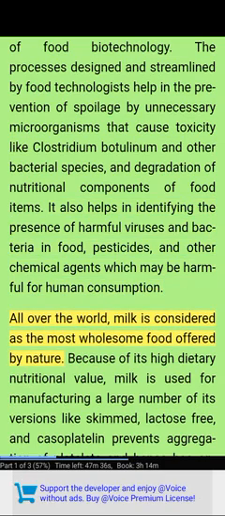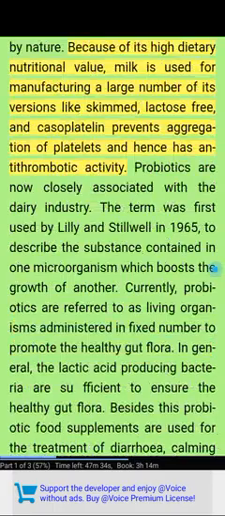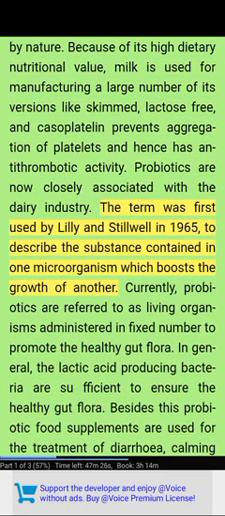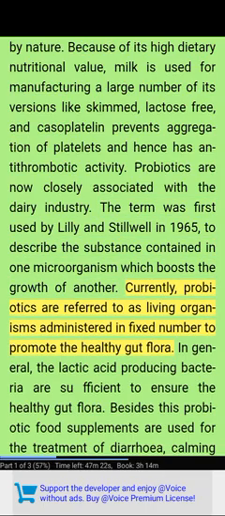All over the world, milk is considered the most wholesome food offered by nature. Because of its high dietary nutritional value, milk is used for manufacturing a large number of its versions like skimmed and lactose-free, and caseophyllin prevents aggregation of platelets and hence has antithrombotic activity. Probiotics are now closely associated with the dairy industry. The term was first used by Lillian Stillwell in 1965 to describe the substance contained in one microorganism which boosts the growth of another. Currently, probiotics are referred to as living organisms administered in fixed numbers to promote healthy gut flora.